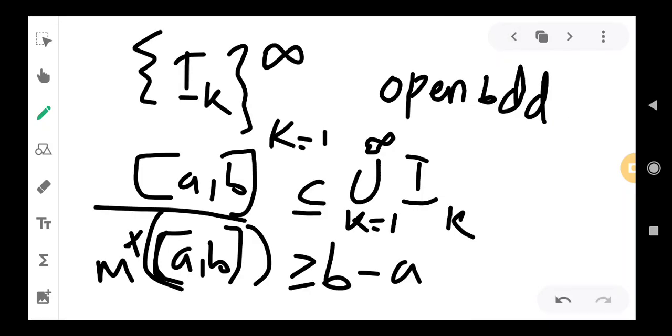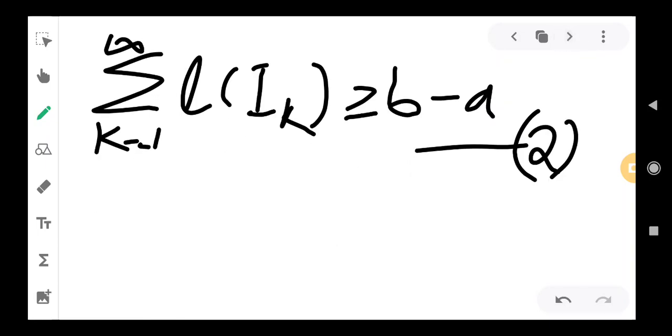We have to prove this, and we know that M star of the closed interval AB is the infimum of the summation over K equal to 1 to infinity of the length of I_K. So instead of the infimum, I can take it like this. Then also I will get the inequality like this. So it is enough to show that this inequality holds.